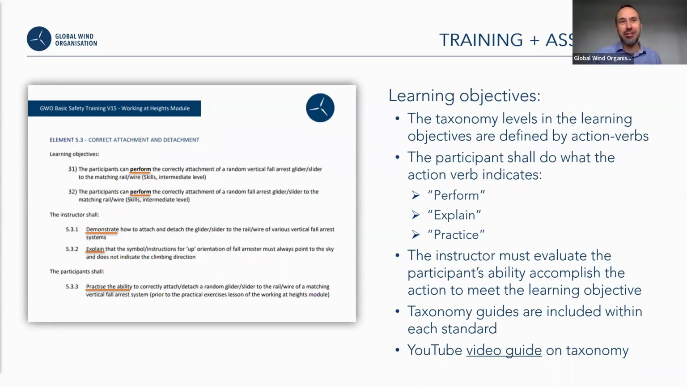In each one of these standards, there's a guide on the taxonomy levels, because each one of those words has a very specific meaning. Practice says they need to be able to show this on repeated occasions. Demonstrate says they show it to somebody else without a lot of guidance. And each one of the standards includes the taxonomy. And actually, there's a recent 3-part video that was put out that explains the GWO taxonomy for all of those different elements and how you can utilize that as you're building your training program.